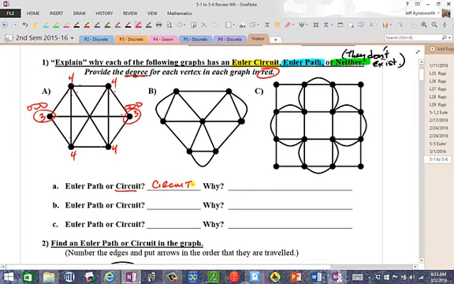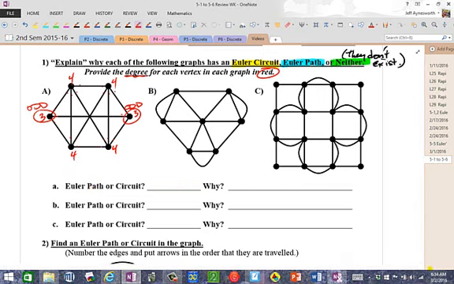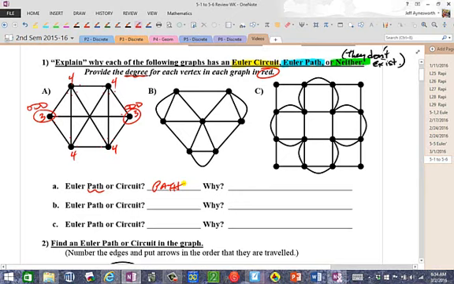Excuse me, why did I say circuit? Path. Come on, Ainsworth. It's early in the morning. It's 6:30 in the morning. I said it correctly here. It's a path, and the reason why is because it has exactly two odd vertices. Exactly two odd vertices indicates a path, as opposed to a circuit, which has no odd vertices; they're all even.